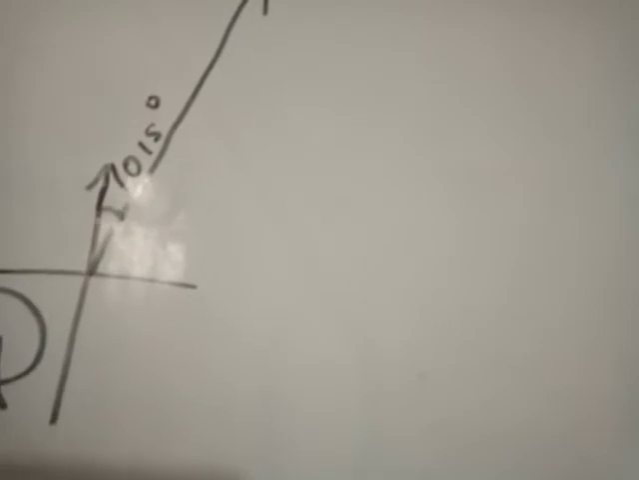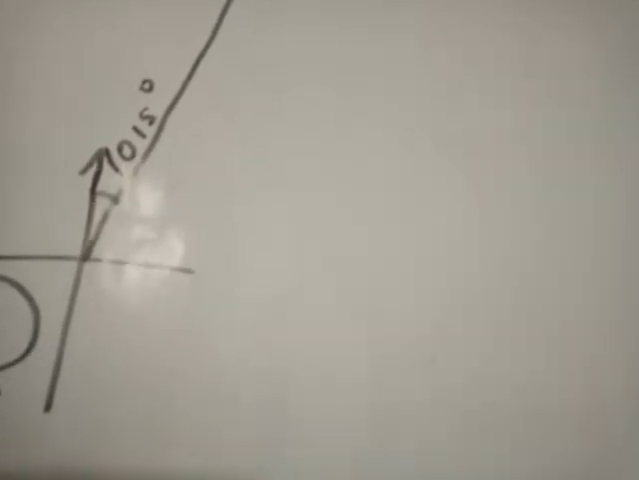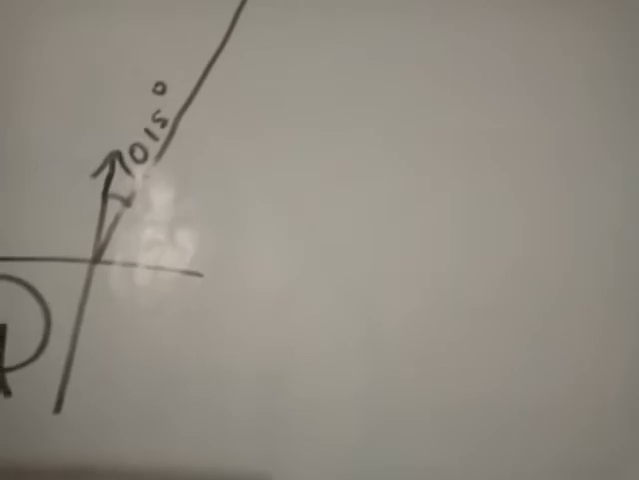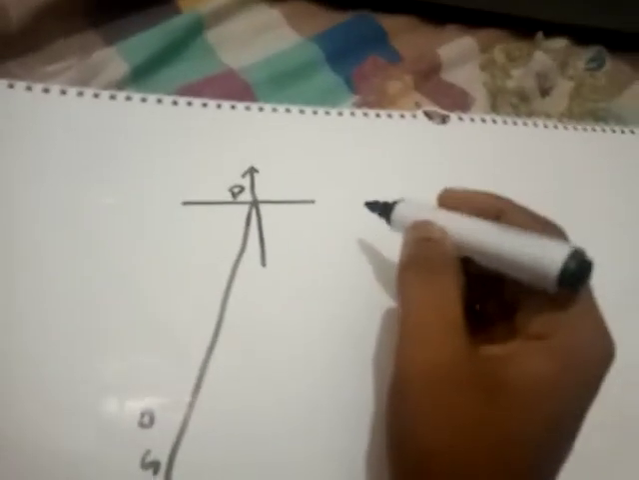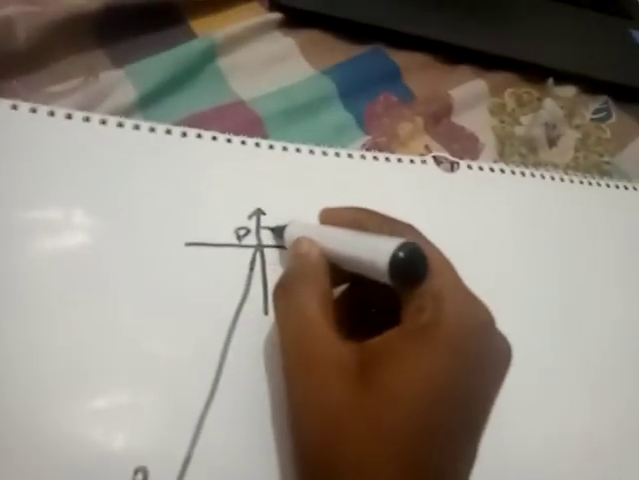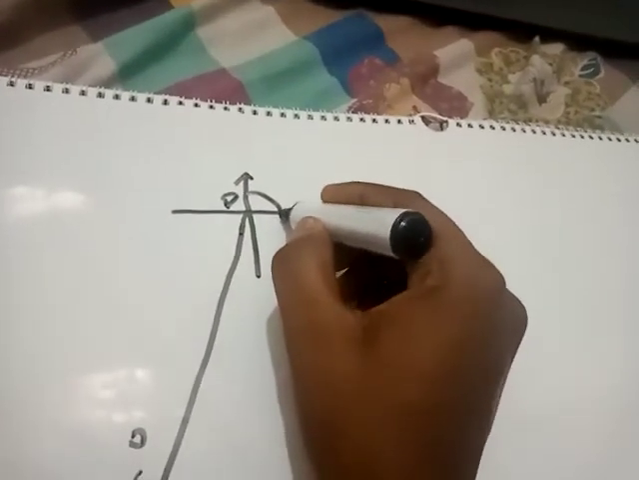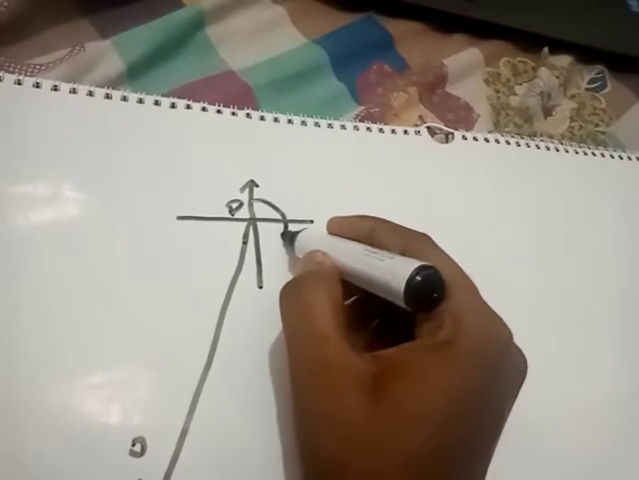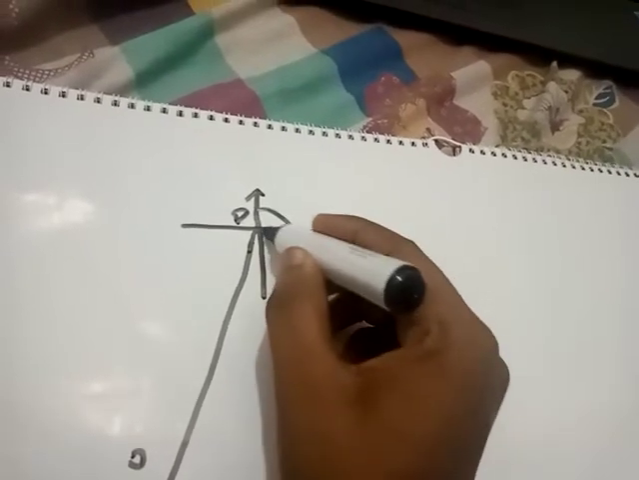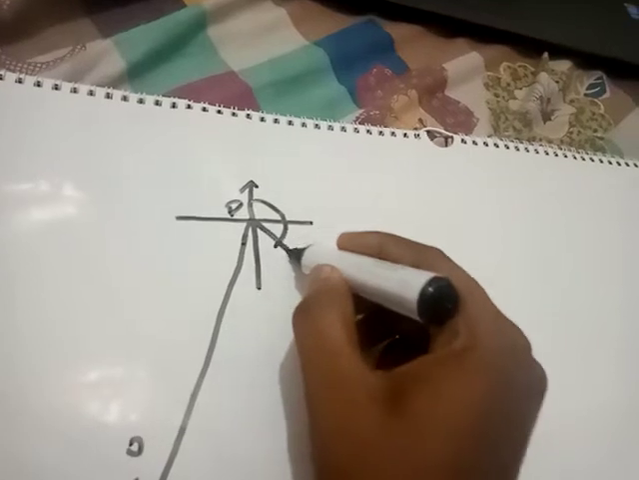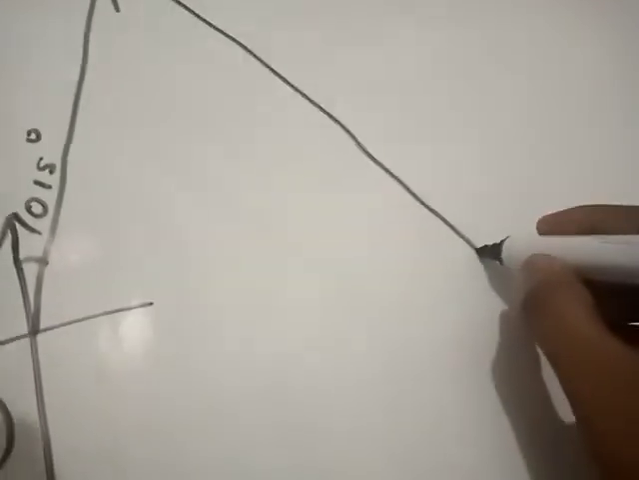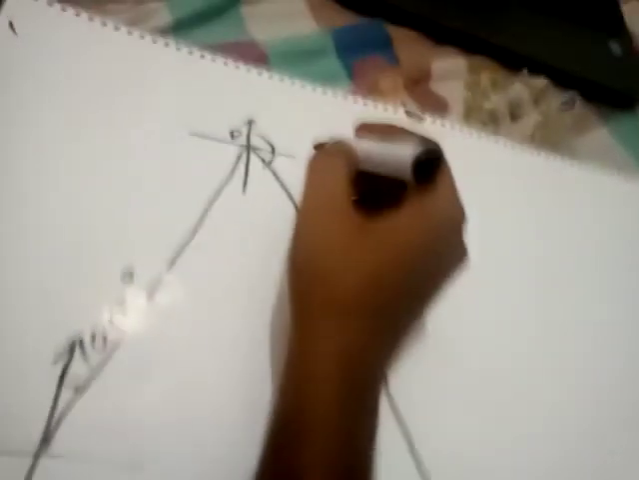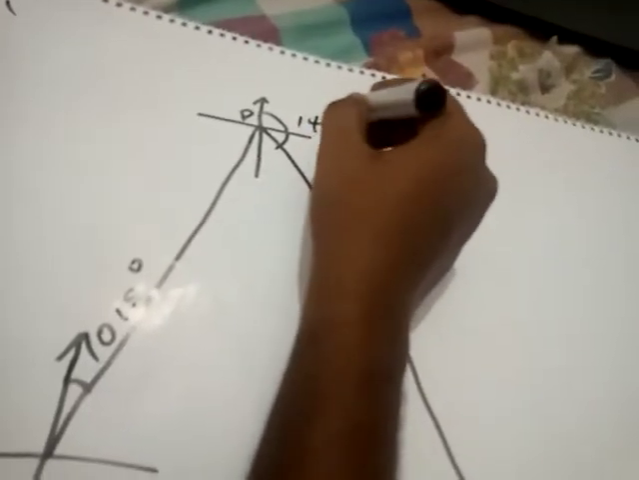Now also the question says R is on the bearing of 140 degrees from P. So we're going to sketch 140 degrees. It means that from P, I'll sketch 140. This is 90, then I add 50 to give me 140. So this here is 140 degrees, and here I have my R.